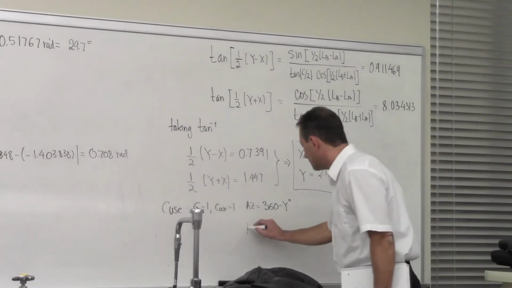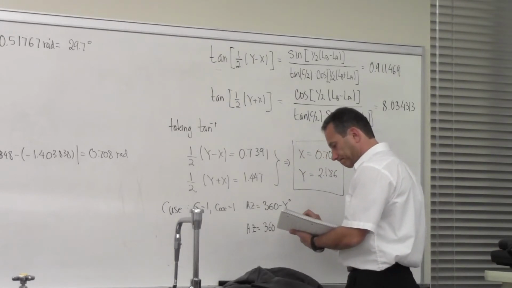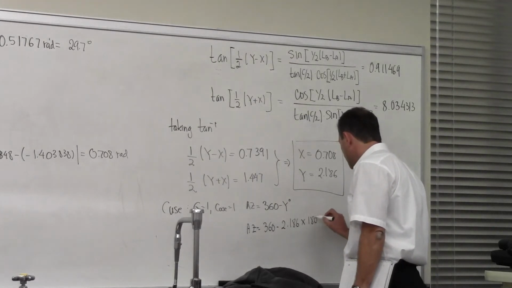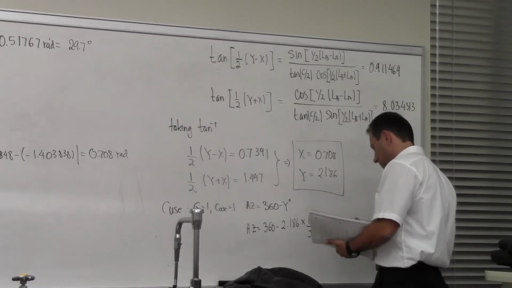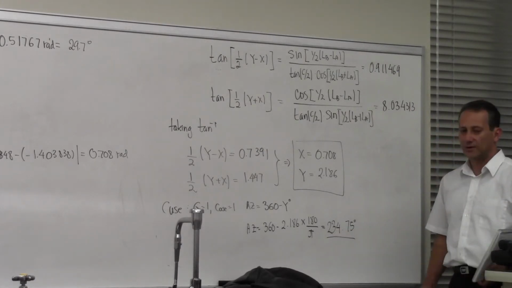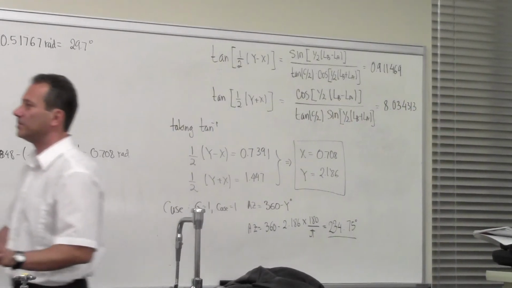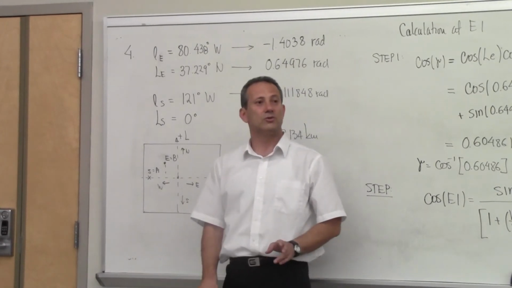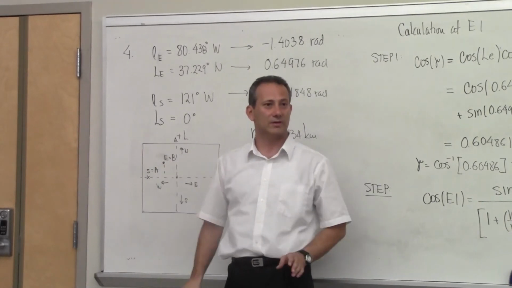So in this case, azimuth is going to be 360 minus 2.186 times 180 divided by pi. And this gives me 234.75 degrees. Now, when I get this, I have to go back and ask, was my guess right? What did I guess at the very beginning? I said it's not 180 because I'd be looking straight south. It's not 270 because I'd be looking straight east. So it needs to be between 180 and 270.